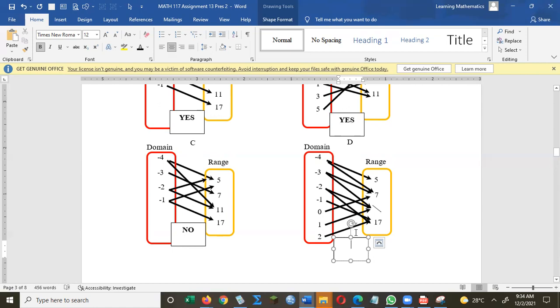Exactly. For it to be a function, there cannot be an "also." The domain cannot have an "also." It has to go to one alone for it to be a function. So no, this is not a function. Okay, so please get that clear.